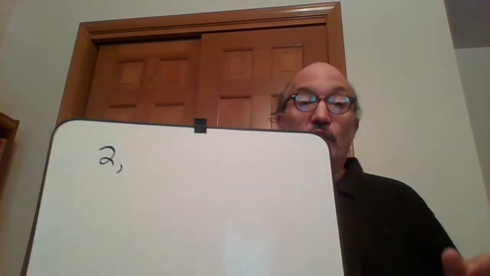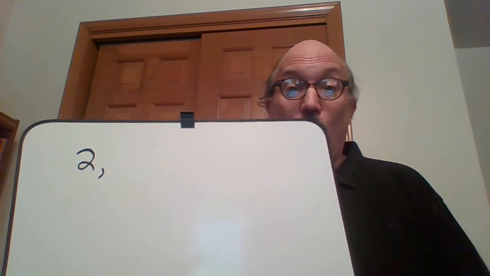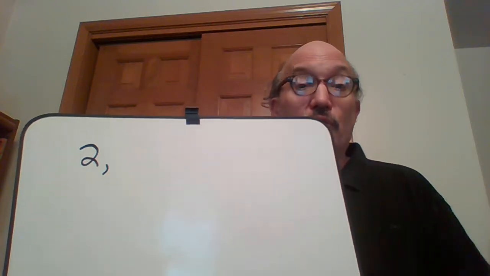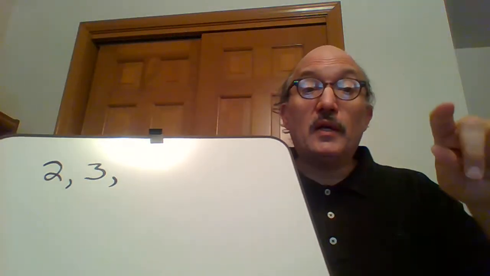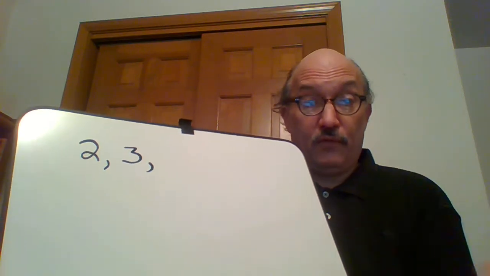According to the definition I just gave you, 2 is a prime number. It's greater than 1, and the only two factors of 2 are 1 and 2, 1 times 2. 3 is also prime, but of course 4 is not. 4 is not prime because 2 times 2 is 4. There are factors of 4 other than 1 and 4. 5 is prime. The only two factors of 5 are 1 times 5.